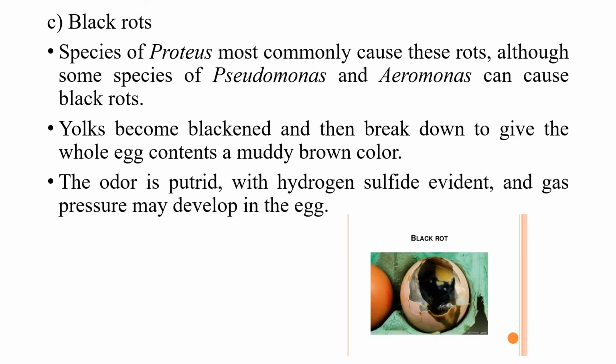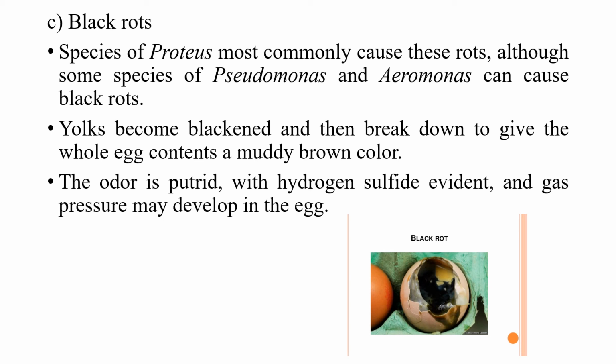The third one is the black rot. It is mainly caused by species of Proteus, and some species of Pseudomonas and Aeromonas are also causative organisms of the black rot of egg. Here the yolk will become blackened, and then they will start to break down to give the whole egg content a muddy brown color.